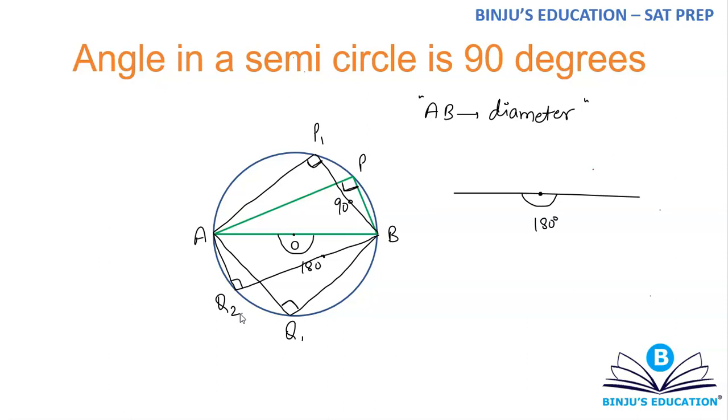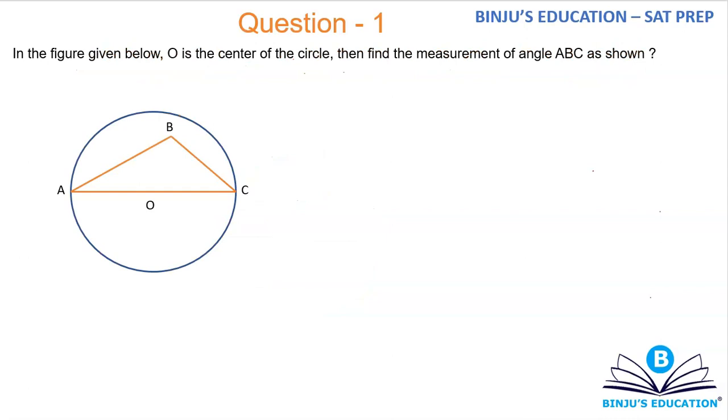So we'll try a question. Let's try this one. Why don't you pause the video, try the question yourself, then you can play it back in order to understand how to solve it. Alright, let's see what we can do with this one. Let's say that in the figure given below, O is the center of the circle, then find the measurement of angle ABC.